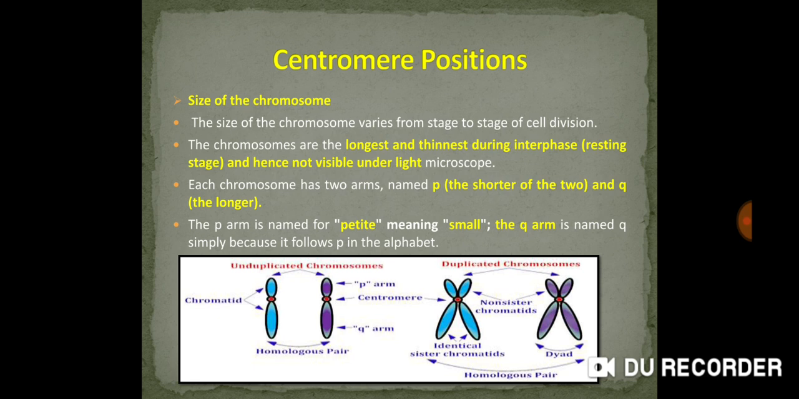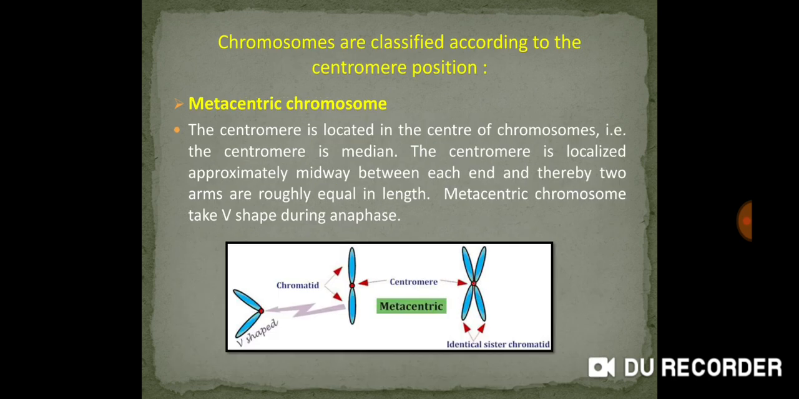Centromere position. Size of chromosome. The size of a chromosome varies from stage to stage of cell division, as we know. The chromosome has two arms, the longer and the shorter arm. The longer arm we call the q arm and the shorter arm we call the p arm. The p arm is named from petite, meaning small, and the q arm is named q just because it follows the letter p in alphabetical order.